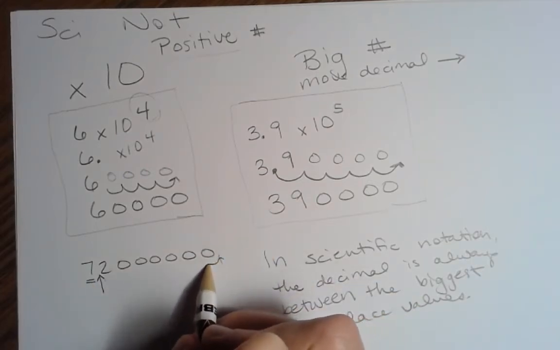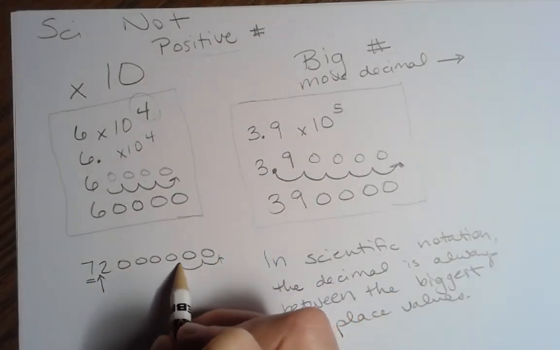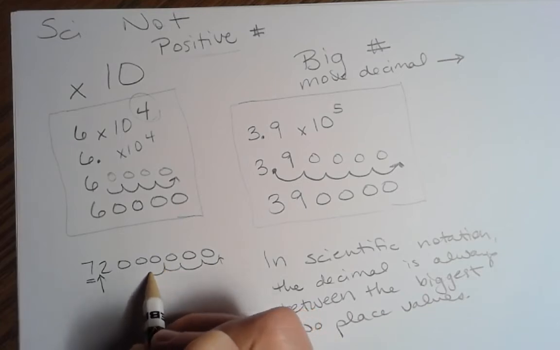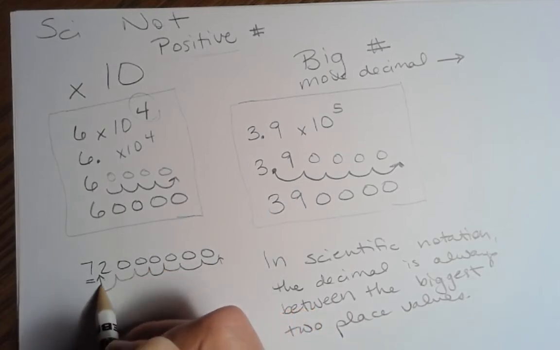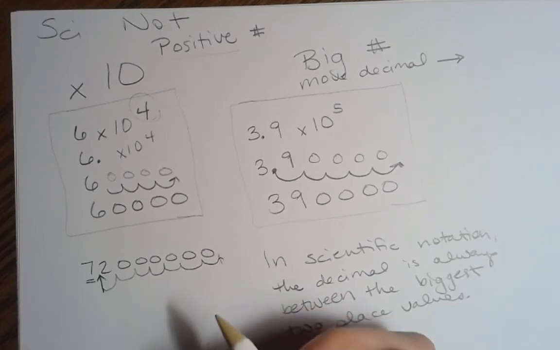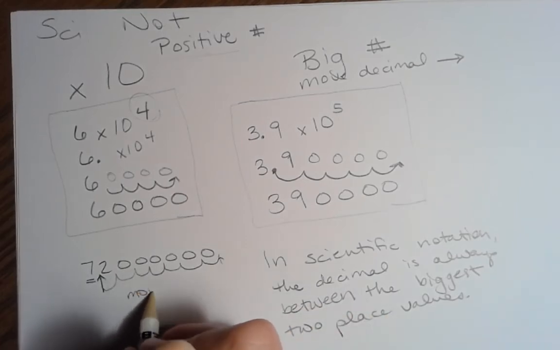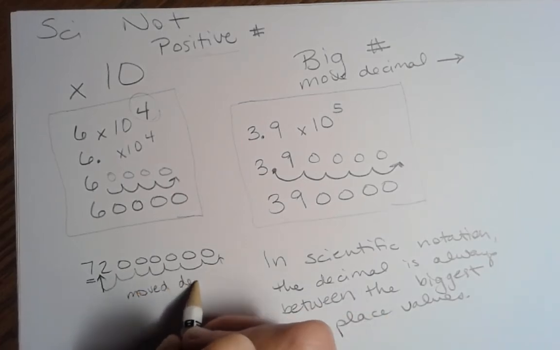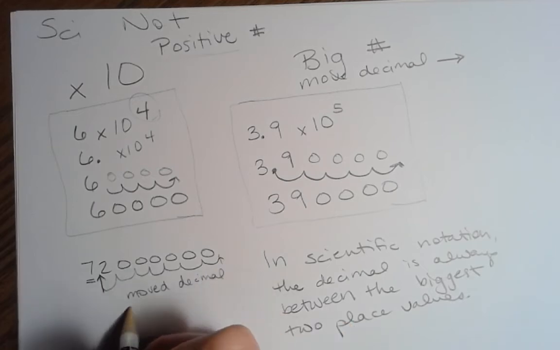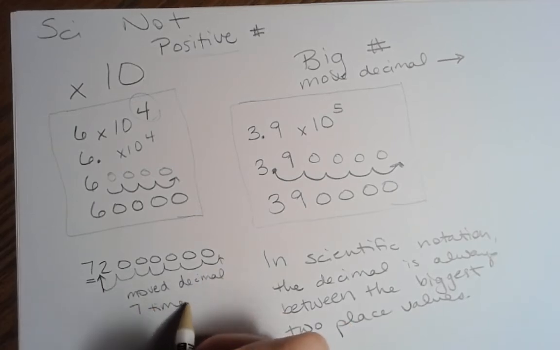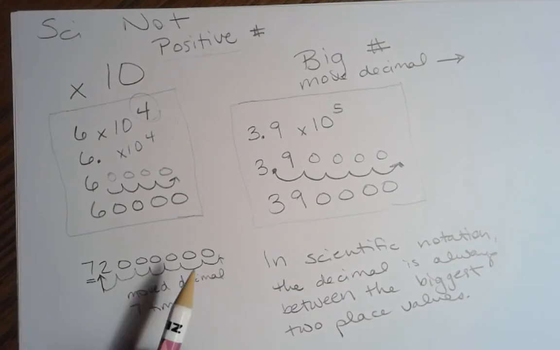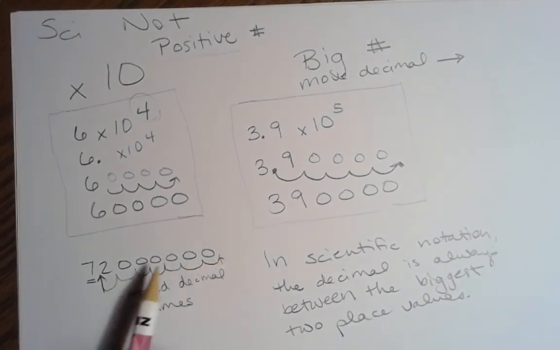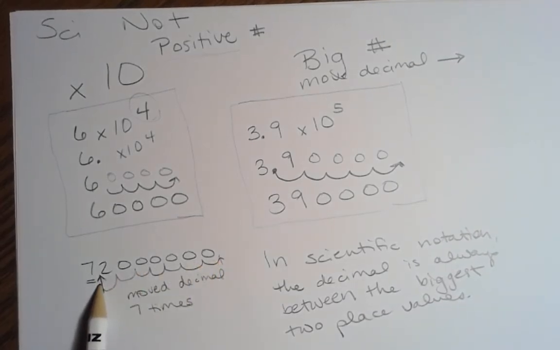Here we go. 1, 2, we're going to count, that's important. 3, 4, 5, 6, 7. So we moved our decimal 7 times, to go from where it started to where we want it, which is in between those biggest two place values. So we moved our decimal 7 times.